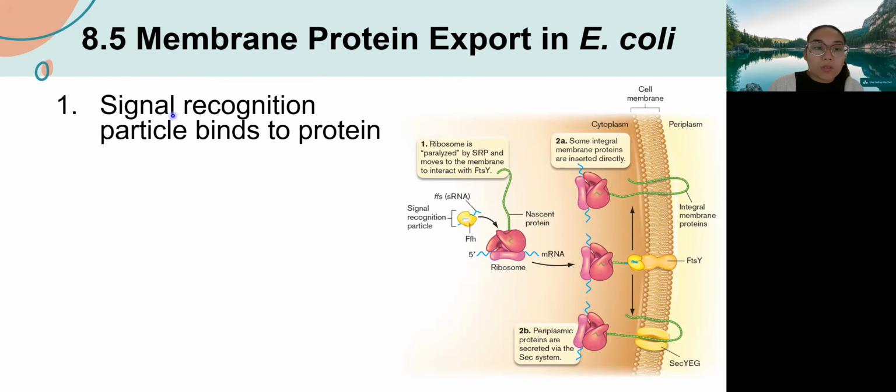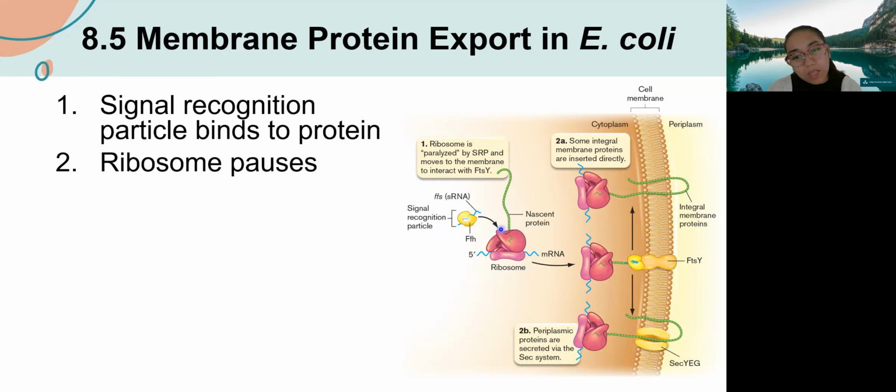There is a signal recognition particle. It's a protein that binds to the protein. It recognizes that, hey, this ribosome is producing a protein that is destined to be in the membrane. And what it does is it causes the ribosome to stop. The ribosome is like, okay, fine, I'm going to stop. Notice that it binds to the top of it, here. So the signal recognition protein binds to the ribosome that is actively making this protein that is meant to be in the membrane.